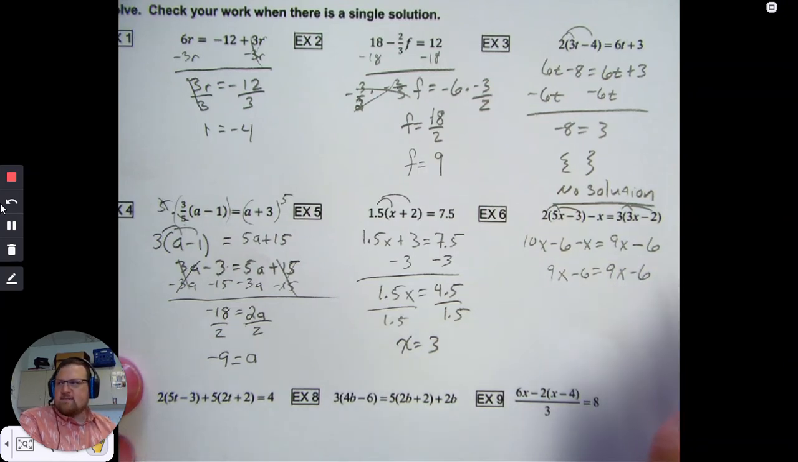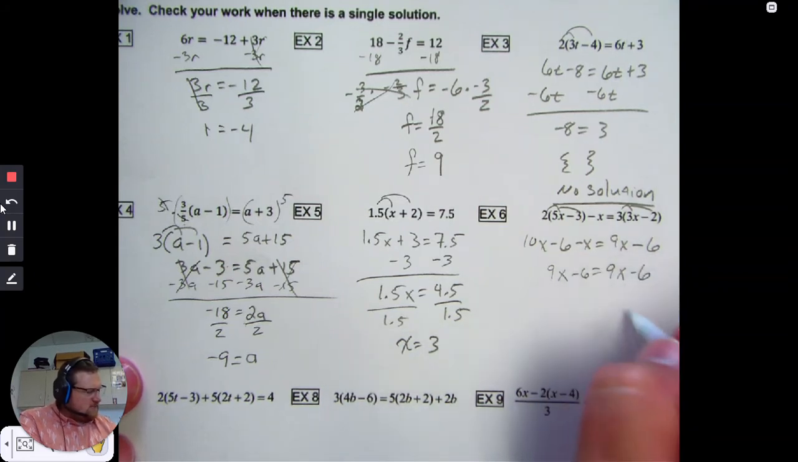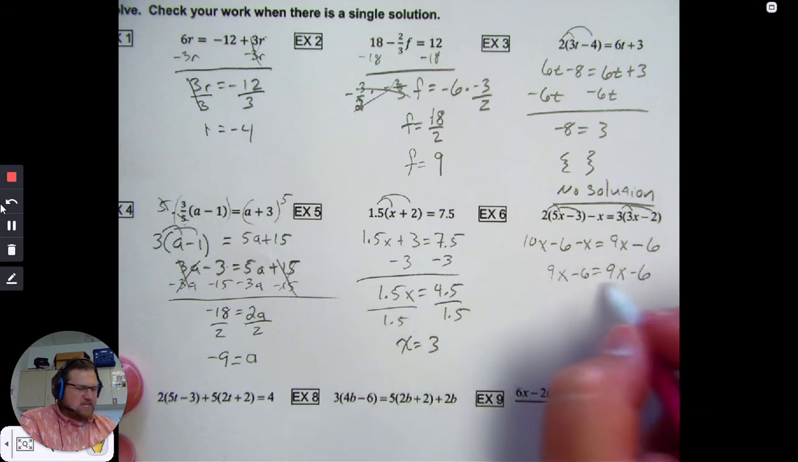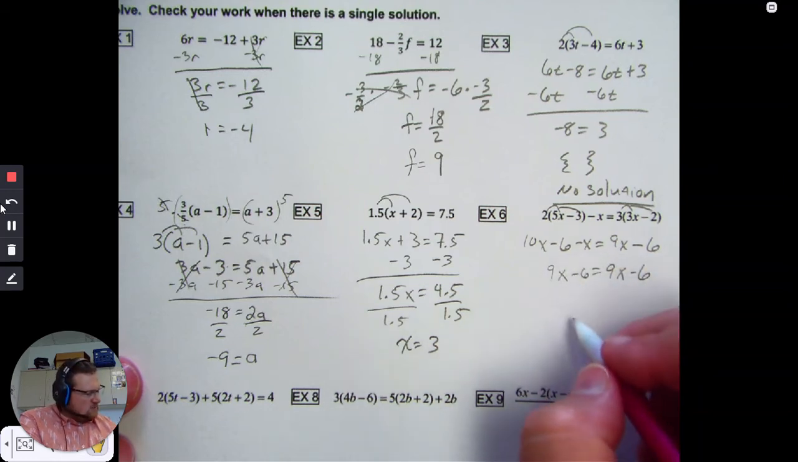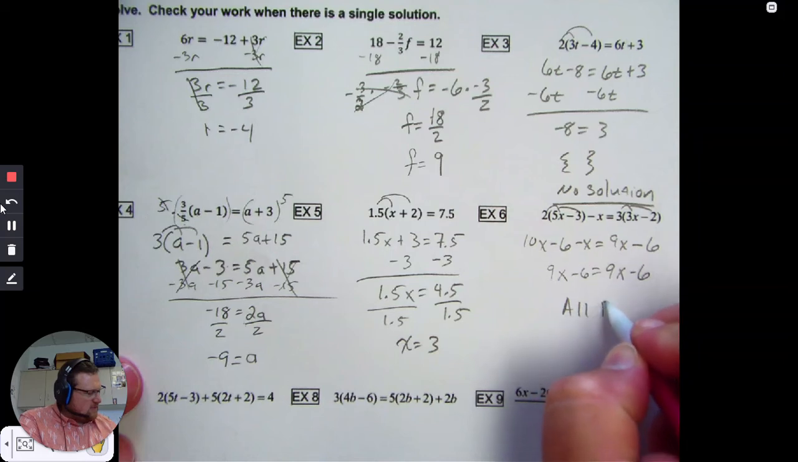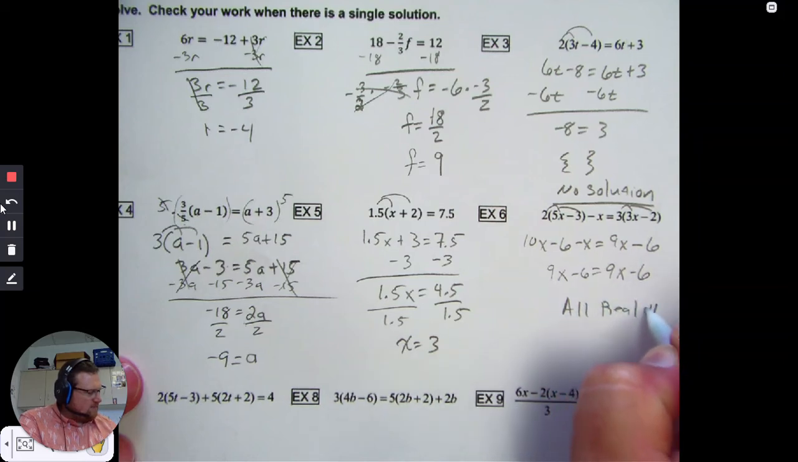Well, we have the same. We have something equal to itself here. So at this point, you don't even have to continue on. I'm fine with you just saying already, these two statements are exactly the same. So we already know that this is going to be all real numbers.